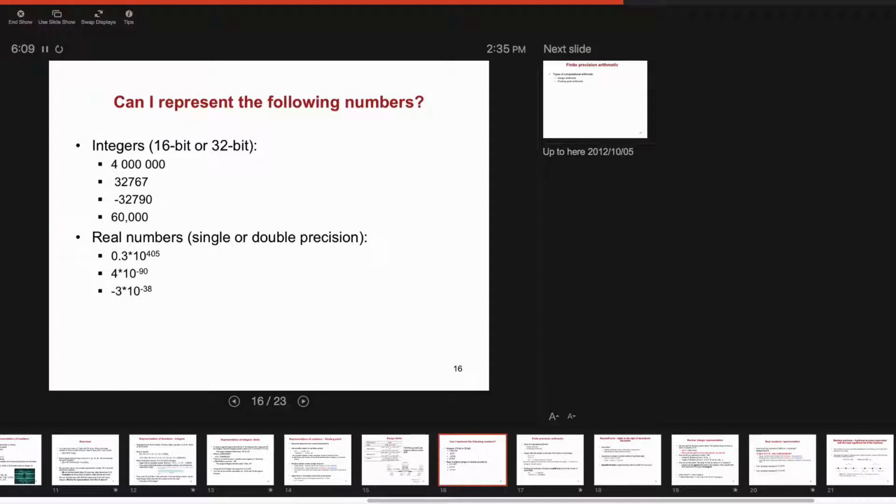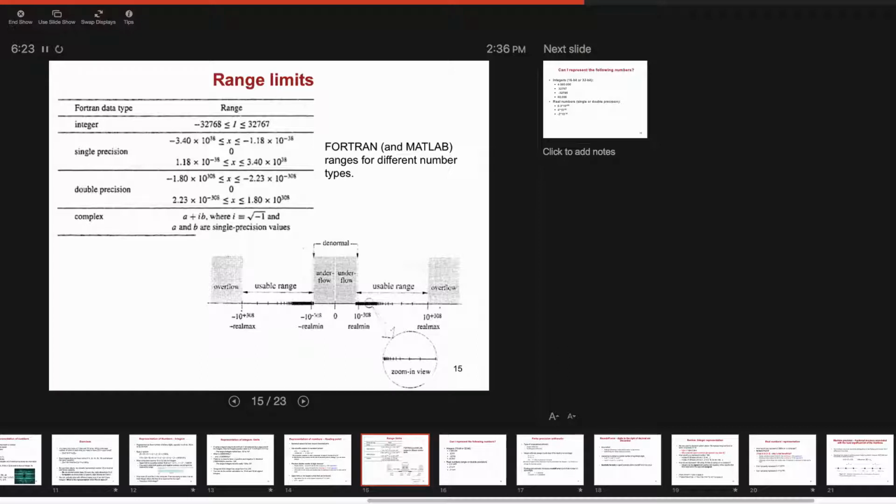And then if I have minus 3 times 10 to the minus 38, for the previous number I would have to use double precision. Can I squeeze this one into single precision? Can I? Minus 3 times 10 to the minus 38. Yeah, barely, but I can. So for that one, I could use both single precision and double precision. Again, this is just sizes.